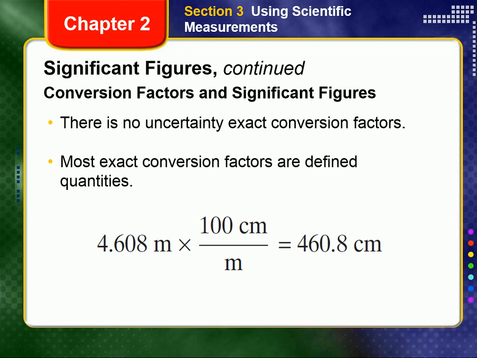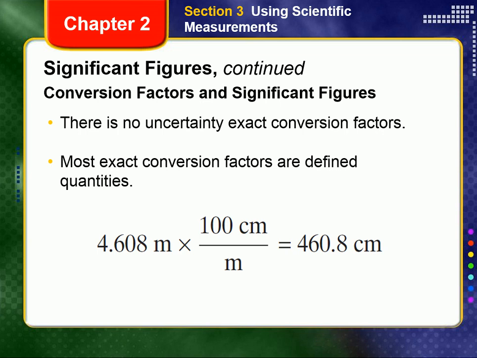If you were to use the conversion factor 100 centimeters over 1 meter to change meters to centimeters, the 100 would not limit the degree of certainty in the answer. Thus, 4.608 meters could be converted to centimeters as shown on page 50 of your text or on the screen now. The answer still has 4 significant figures. Because the conversion factor is considered exact, the answer would not be rounded. Most exact conversion factors are defined rather than measured quantities.